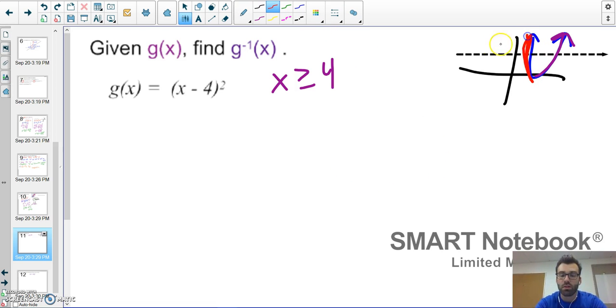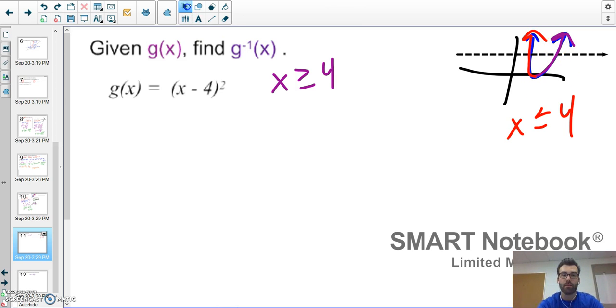Whoops. Let's try that again, maybe. Maybe it'll work better this time. Where x is less than or equal to 4. So if I stick those parameters, or restrictions, excuse me, while I'm taking the inverse, then I'm able to take the inverse of this graph, okay? Because then I'm only looking at one piece, where this one piece is one-to-one.